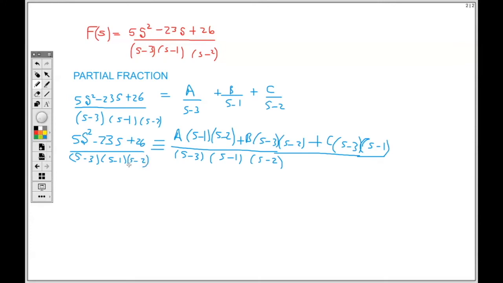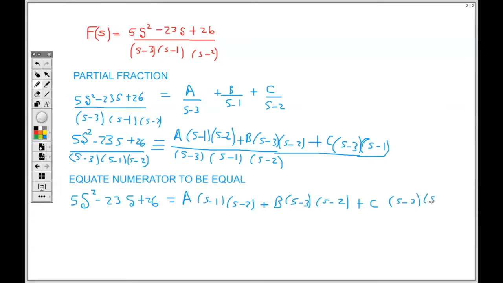Now the left hand side is equivalent to the right hand side, so we equate the numerators. Now I'm going to substitute values for s to see what I can eliminate to find out the values of a, b, and c. Now if I make s to be 1, I can have some cancellation. So let s be equal to 1. So I'm substituting 1.